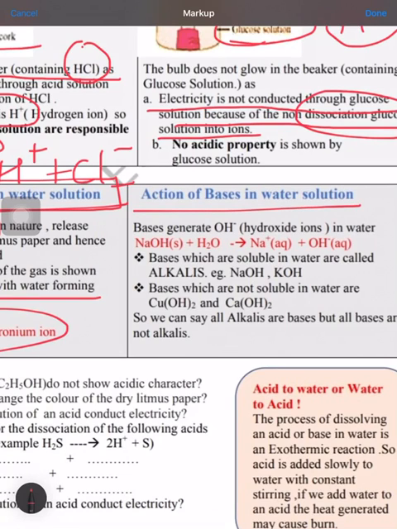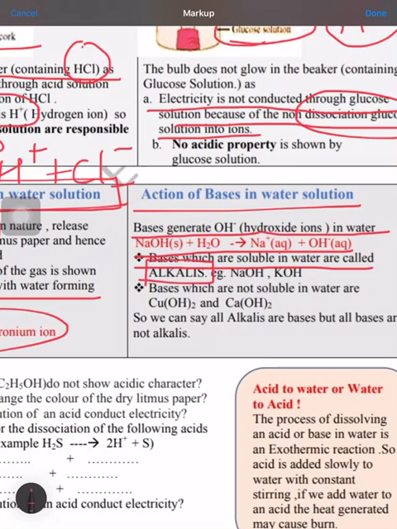You know that acids produce H+ and bases produce OH-, the hydroxide ion, in water. So the simplest example is sodium hydroxide combining with water to give you sodium and hydroxide ions. Bases which are soluble in water are known as alkalis. Remember, all the bases are not soluble in water. That's why we say only the bases which are soluble in water.